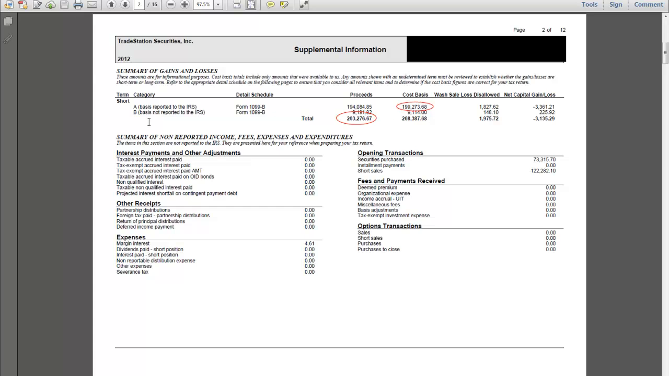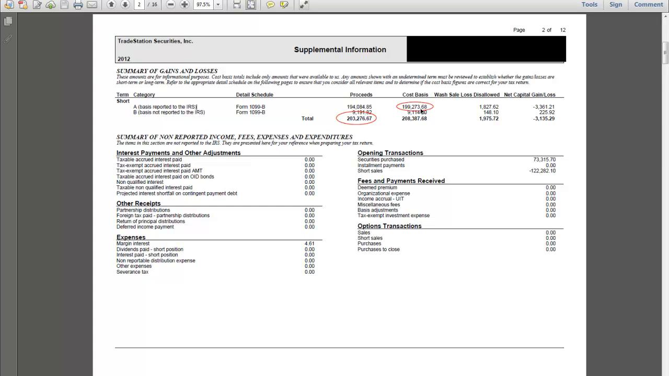Now you'll notice that second category, category B, they say basis not reported to the IRS. Now there's a basis number here, but keep in mind this is just for your information. That was not reported to the IRS. It was a non-covered security. So the only number you need to enter into TradeLog from this 1099 is the gross proceeds, which is here, and also the cost basis for the reported securities.